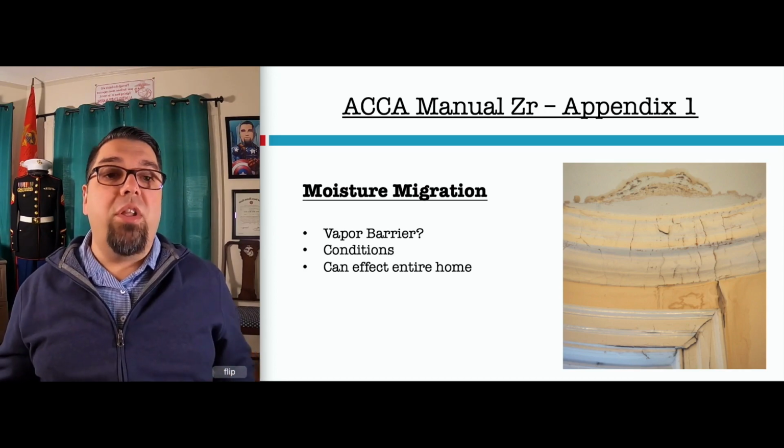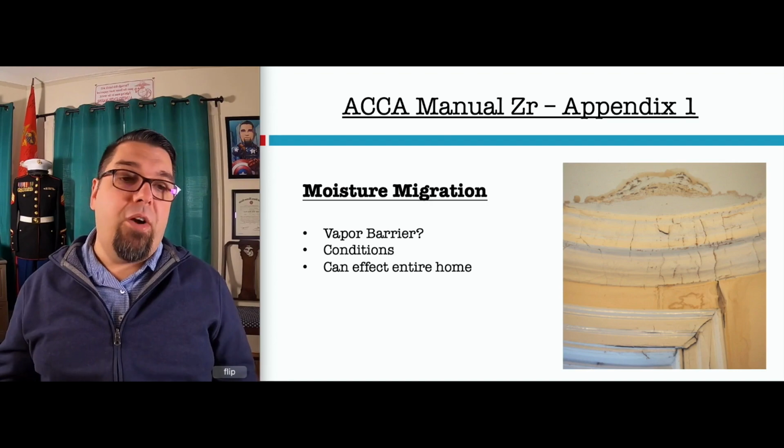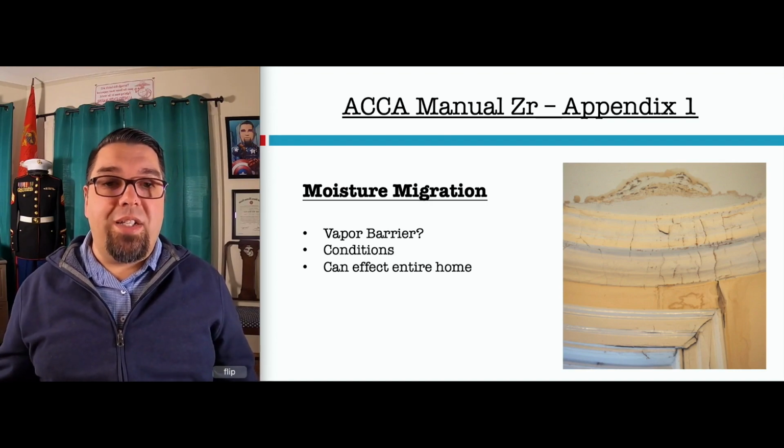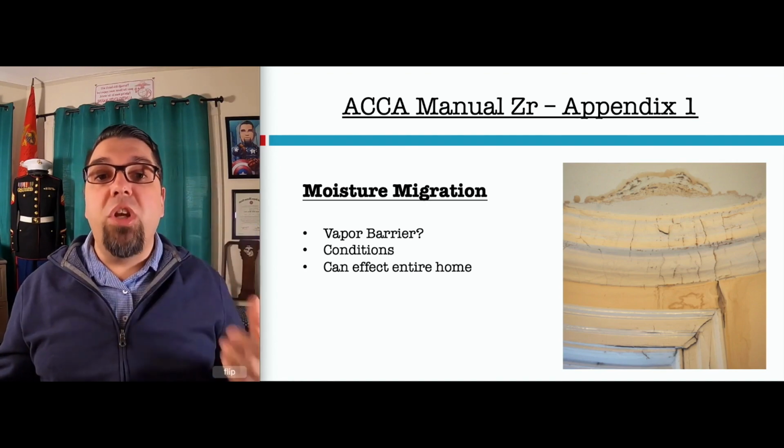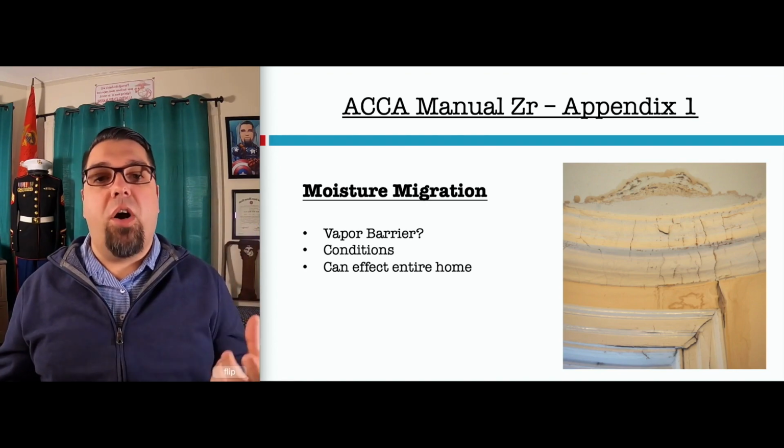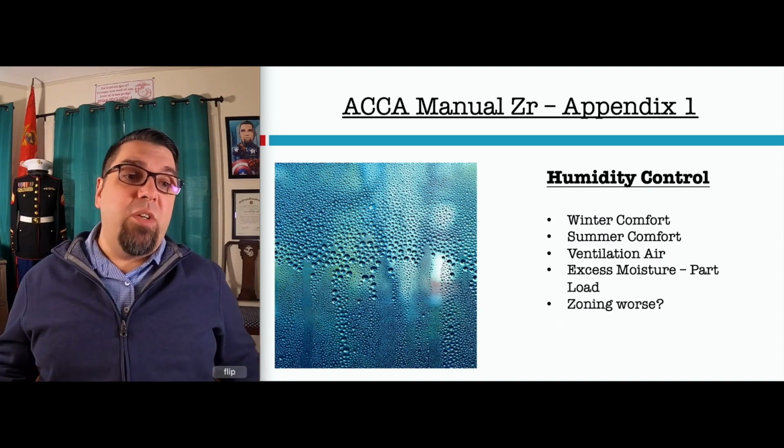So really, really important: check vapor barriers. I know that's part of the site survey here, but you have to know what you're looking for in order to address the real problem in the home before you start offering zoning. Okay? And then of course, humidity control.